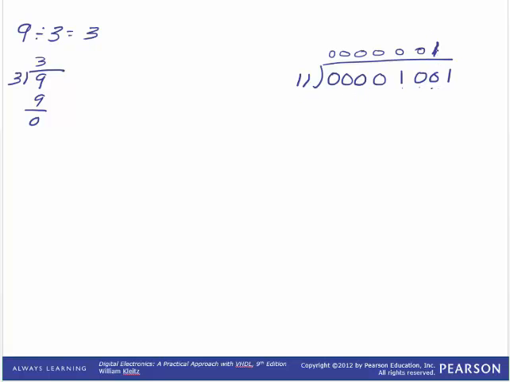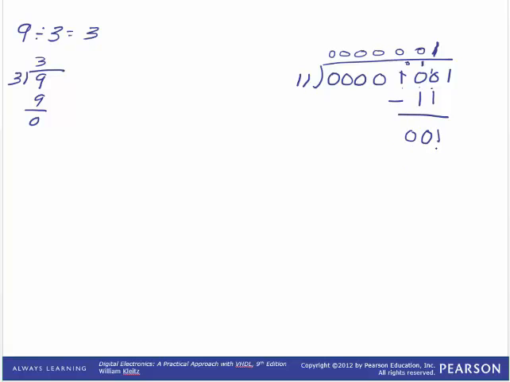So it went in there 1 time, and now I multiply it out just like I would do in decimal long division. So 1 times 11 is that. You subtract, and so that'll be a 0, that'll be a 1, and that's a 10, or a 2. So that will be 1 and 0 and 0.